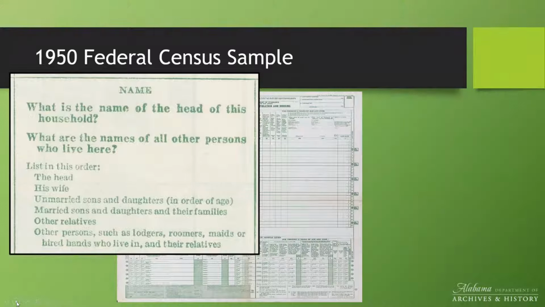So here's a little zoomed in portion of the name questions they ask. What's the name of the head of household? What are the names of other persons? And they tell you to list them in a particular order. So that can be helpful when you're researching. If you look at the instructions that an enumerator was given, sometimes that can help you interpret some of the information a little better.